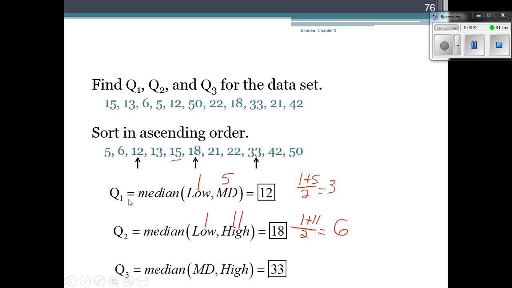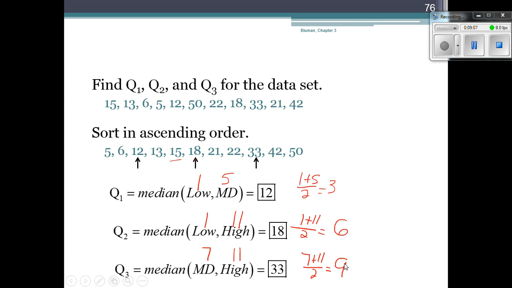Same concept for quartile 3. We use our median as the low, except remember we don't actually use the median. So the median was the 6th number, 1, 2, 3, 4, 5, 6. So I'm going to start with my 7th, and my high will be my 11th number right there. 7 plus 11 is 18. 18 divided by 2 is 9. So my 9th number, 1, 2, 3, 4, 5, 6, 7, 8, 9. 33 is my quartile 3.